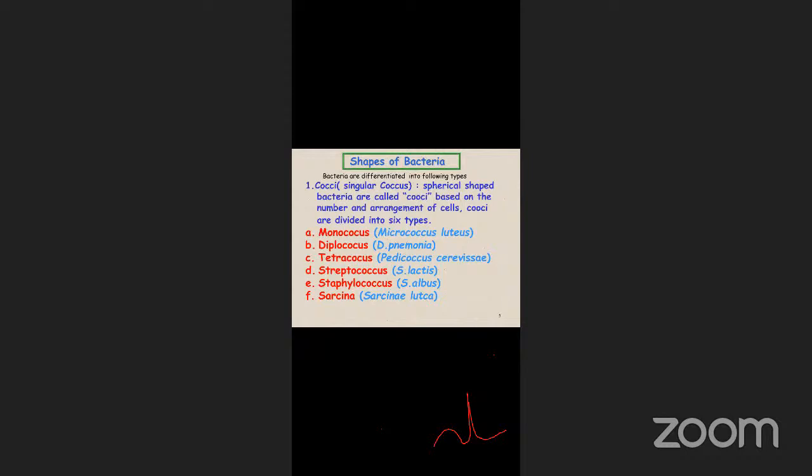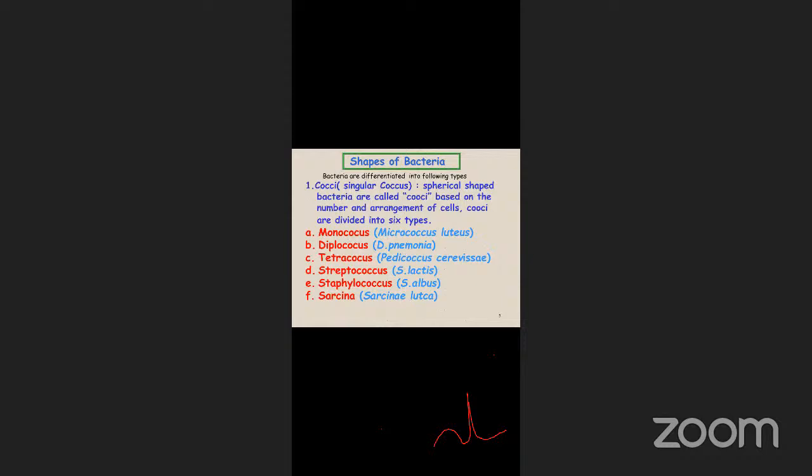It is spherical or cocci. Spherical shaped bacteria are called cocci bacteria. Based on number and arrangement of cells, cocci are divided into six types: monococcus, diplococcus, tetracoccus, streptococcus, staphylococcus, and Sarcina. Right? Clear? This is the first major type, cocci.